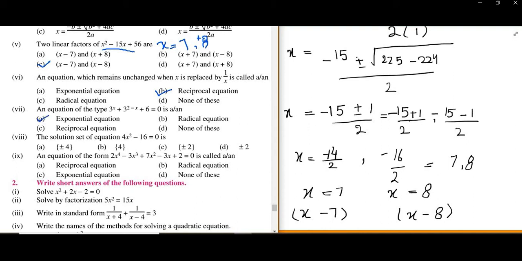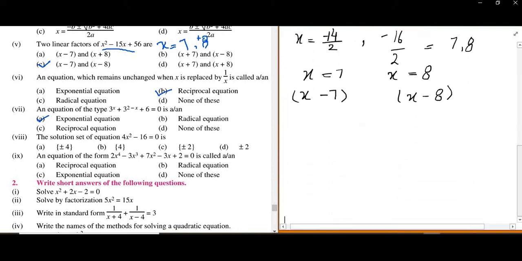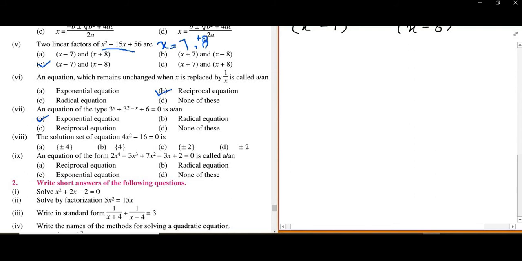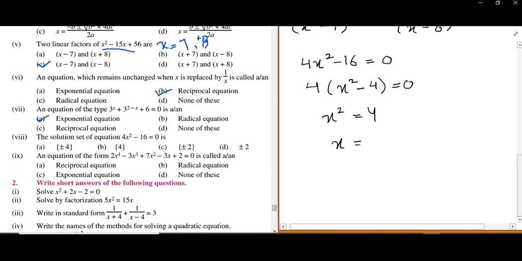The solution of the equation. Okay, what is the solution of this equation? Let's solve this. The equation is 4x square minus 16 equals to 0. Just take common 4, which becomes x square minus 4 equals to 0. This is x square equals to 4. Just take square root on both sides, you will get plus minus 2.